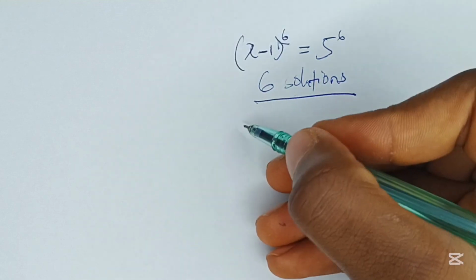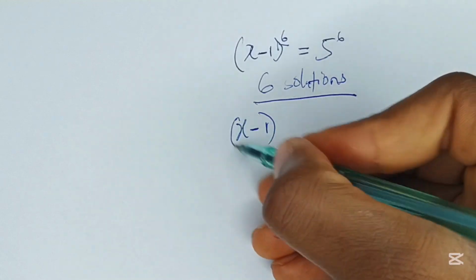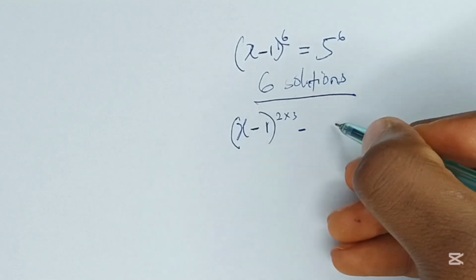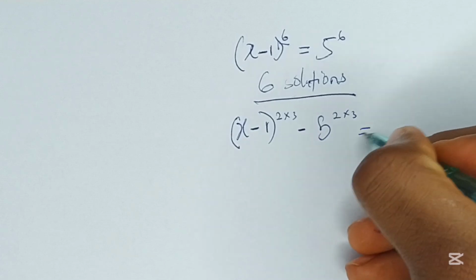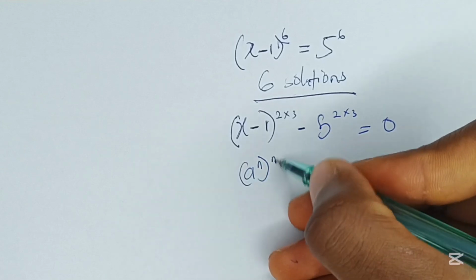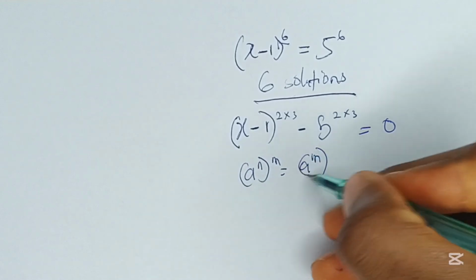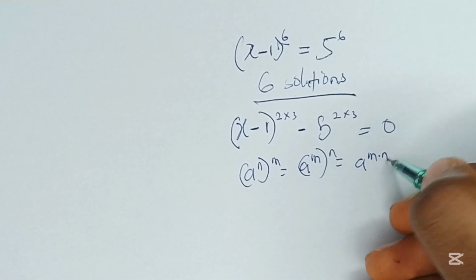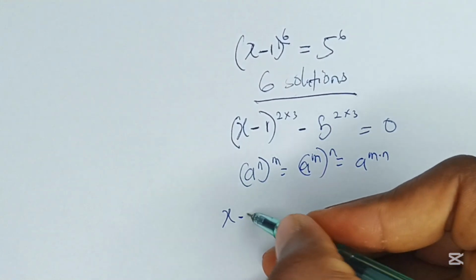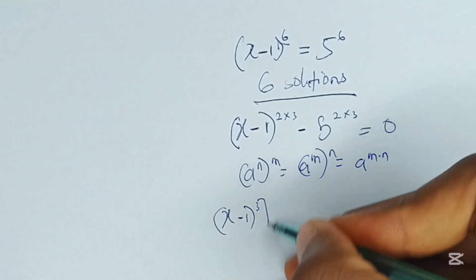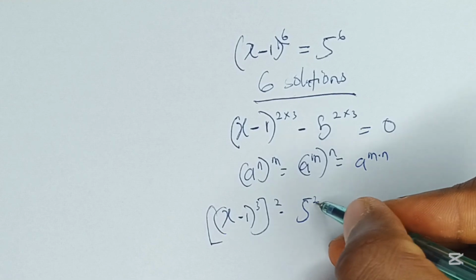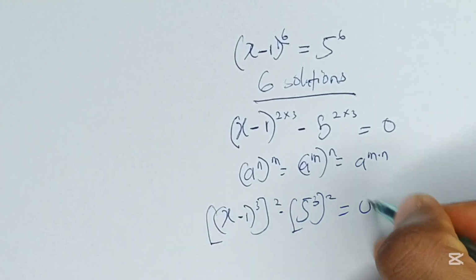Now, let's express this as (x - 1)^(2×3), and then cross this over to this side, we have minus 5^(2×3) is equal to 0. Now recall that if you have (a^n)^m, it is equal to (a^m)^n, which is equal to a^(mn). Okay, so hence from here we have ((x - 1)^3)^2 minus (5^3)^2 is equal to 0.